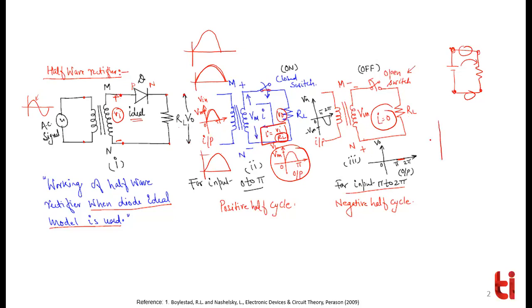If you want to draw the characteristics, you need to draw something like this. Let's say this is your input voltage, your VIN, and on the x-axis you have time. And let's say you want to draw the output. You need to draw the output something like this. The output is the same as the input till this time, and then it becomes 0.